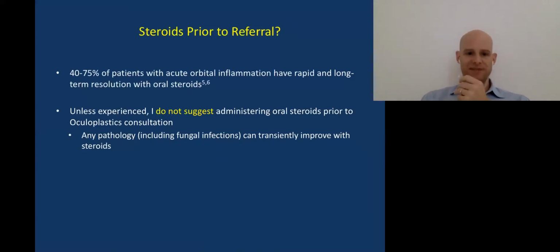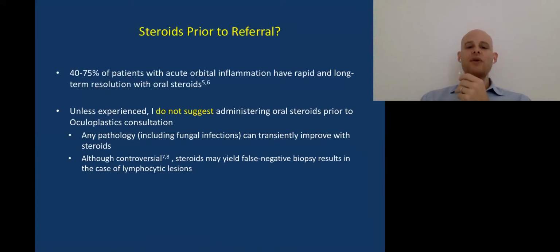It's not specific. The second reason is that although it's controversial, steroids can actually yield false negative biopsy results in cases of lymphocytic lesions. So there are cases, although it's a controversial subject, of patients that have had lymphoma. You give them oral steroids thinking that it's inflammation, and the lymphoma melts away. And you then go in and do a biopsy, the biopsy comes back negative, but the steroids then get stopped and the lymphoma comes back. They then eventually get a biopsy and it's confirmed to be lymphoma. So it's controversial. There are some people who don't believe that steroids actually decrease your biopsy yield for lymphoma.